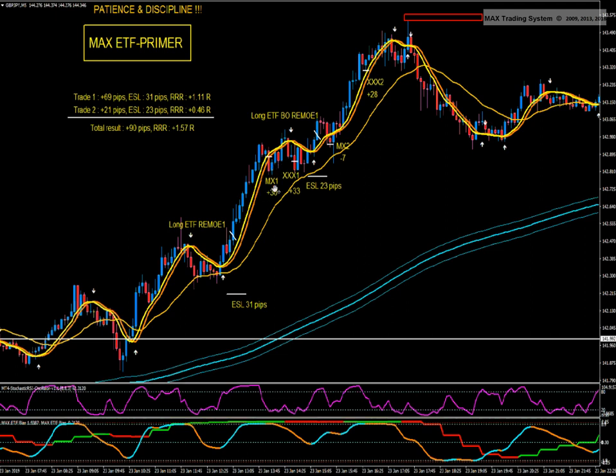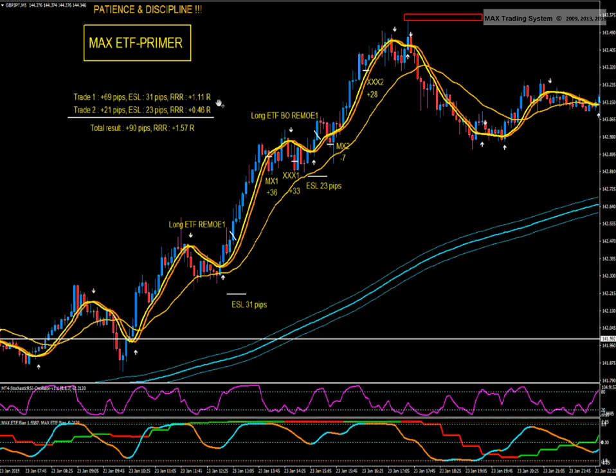And we call that an MX, a momentum exit or a minor exit. And then when we have another exit technique occurring, we close the second unit and we call the final exit of the trade an XXX, a triple X. You can see in this example, the first unit has a profit of 36 pips, the second one of 33 pips, and so the result of this trade is 69 pips, and because the stop loss was 31 pips, the reward to risk ratio is 1.11 R.